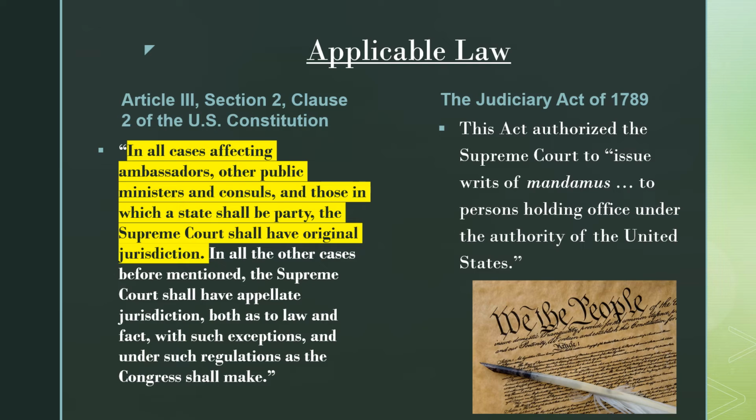"In all other cases before mentioned, the Supreme Court shall have appellate jurisdiction," and so on. Don't worry about that part for this case. Also, the Judiciary Act of 1789 is involved here. This act authorizes the Supreme Court to issue writs of mandamus to persons holding office under the authority of the United States, which in other words is a way of telling a person to do something. In this case, it was instructing James Madison to give William Marbury his commission, his position, as appointed by outgoing President John Adams.